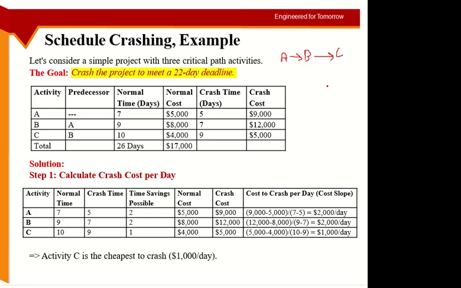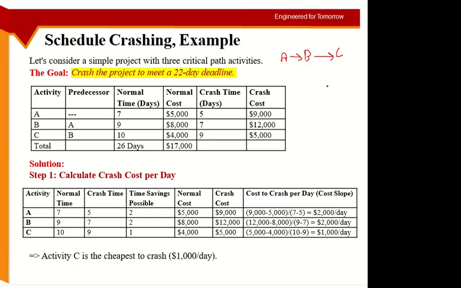And then activity C can only be crashed by 1 day. Now see, activity C can only be crashed by 1 day. So you cannot do it 2 days. So this comes when you know what activity you are talking about. But for the calculations, we can do the calculations, the numbers.